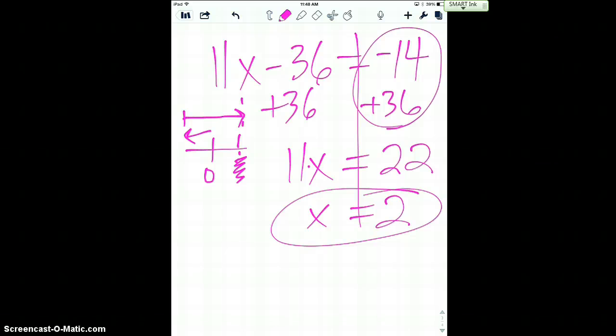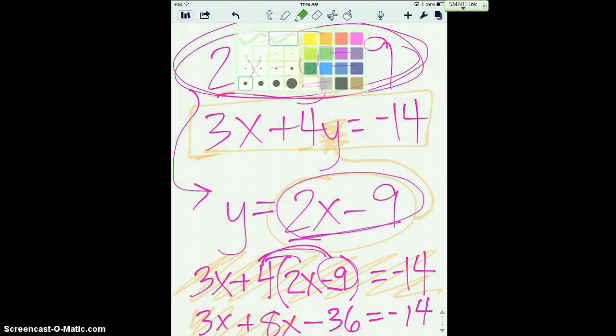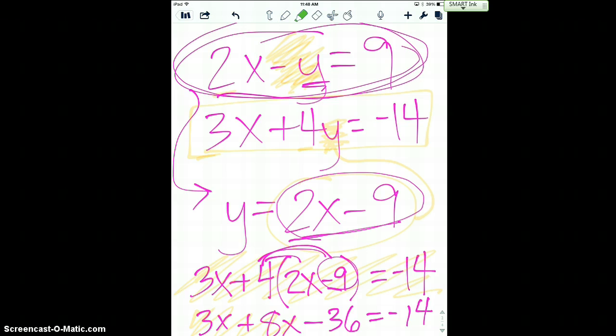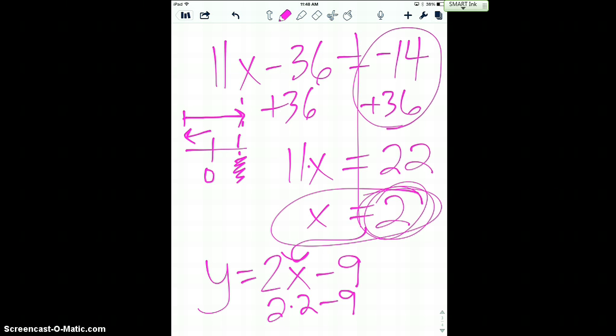So now, if I know what x is, I can just sub in my x value somewhere to determine what y is. And it's right here. I already have this very fabulous, nice equation solved for y. So I'm going to know that y is supposed to be equal to the quantity of 2x minus 9. So if I know x is 2, I can just sub it in right here. 2 times 2 minus 9 will tell me what y is. 2 times 2 is 4 minus 9. So my y value would end up being negative 5. So y is negative 5.